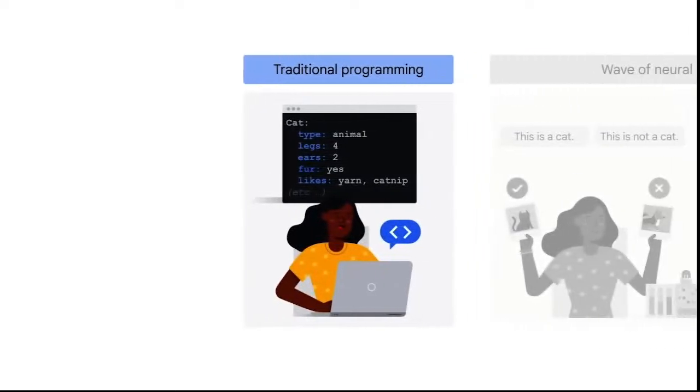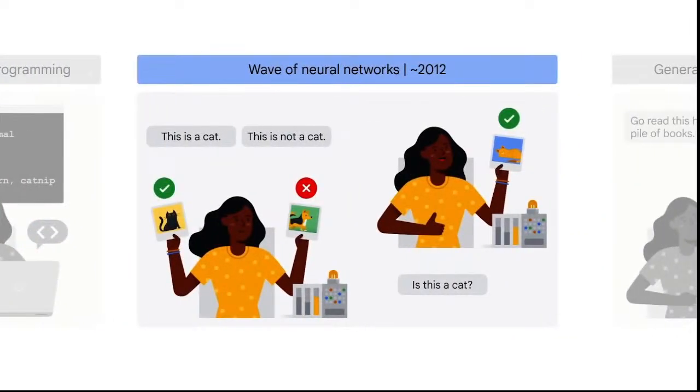We've come a long way from traditional programming to neural networks to generative models. In traditional programming, we used to have to hard code the rules for distinguishing a cat. Type: animal, legs: four, ears: two, fur: yes, likes: yarn, catnip, dislikes: Fred. In the wave of neural networks, we could give the network pictures of cats and dogs and ask, is this a cat?